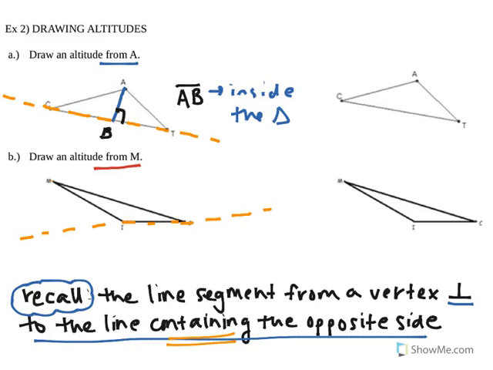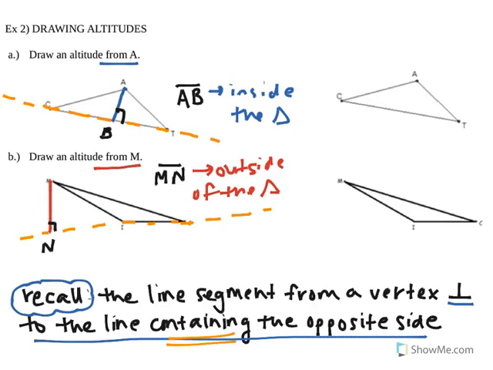Now what I can see is if I look at the vertex M, I now can drop a perpendicular line segment to that orange dotted line. And again, I need that right angle box to help me identify that it's a perpendicular line. And so notice if I call this point, let's say N, then this new line segment I've drawn, MN, is my altitude, but it actually is outside of the triangle. And that's okay.